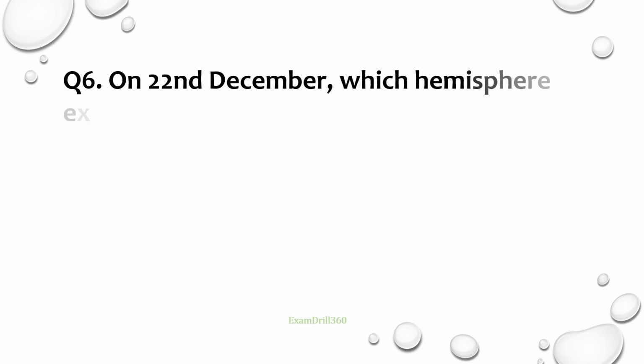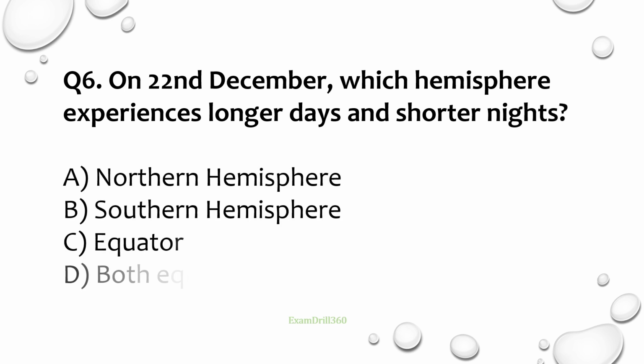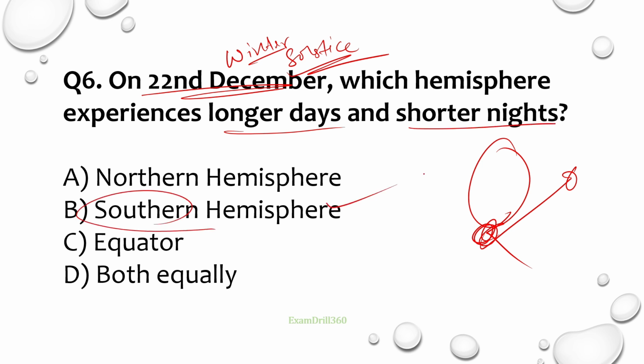Question number 6. On 22nd December, which hemisphere experiences longer days and shorter nights? This 22nd December is exactly what? This is the winter solstice. We discussed that the summer solstice has the longest day and shortest night in the northern hemisphere, and in that case December 22, which is the winter solstice, has the longest day and shortest night in the southern hemisphere. This is having the longer day and shortest night, where it is the southern hemisphere. Clear?